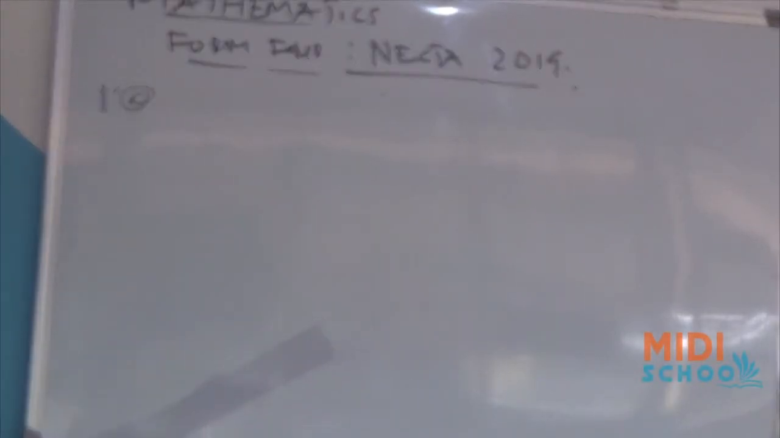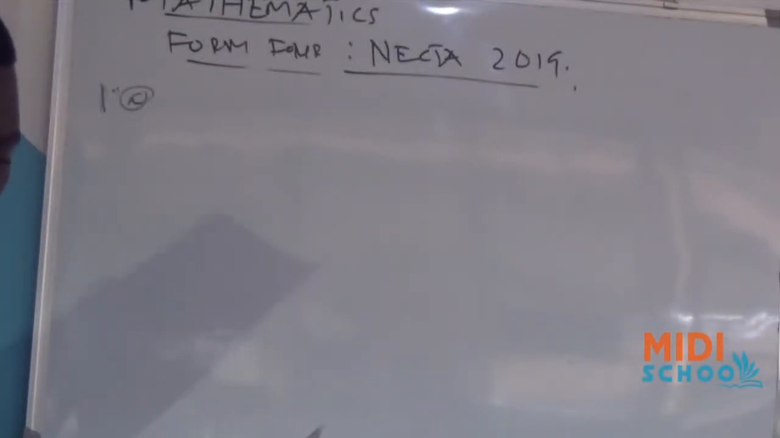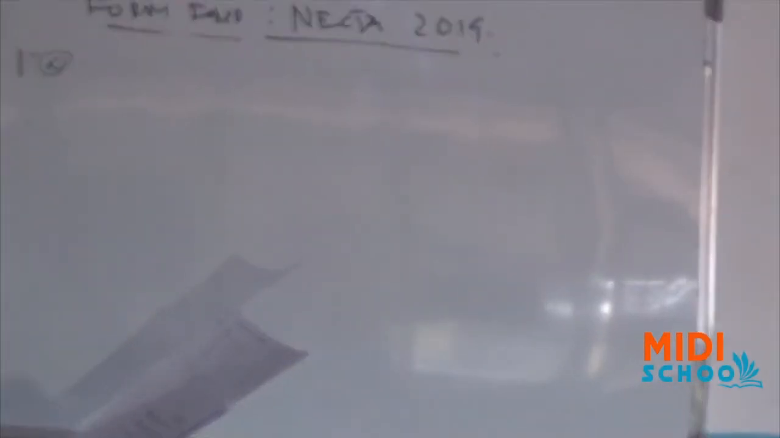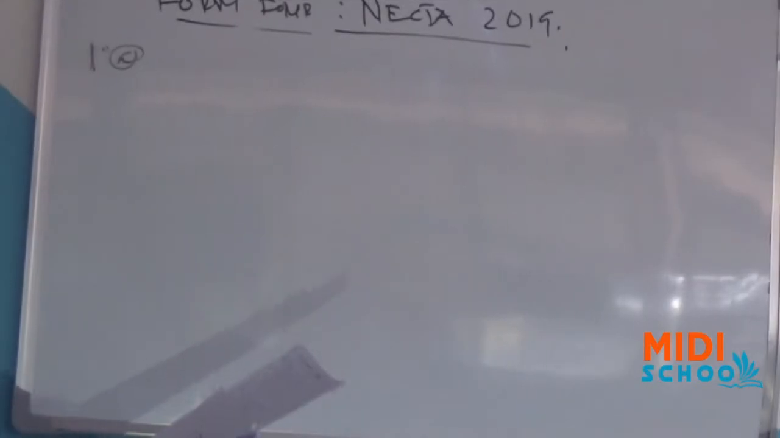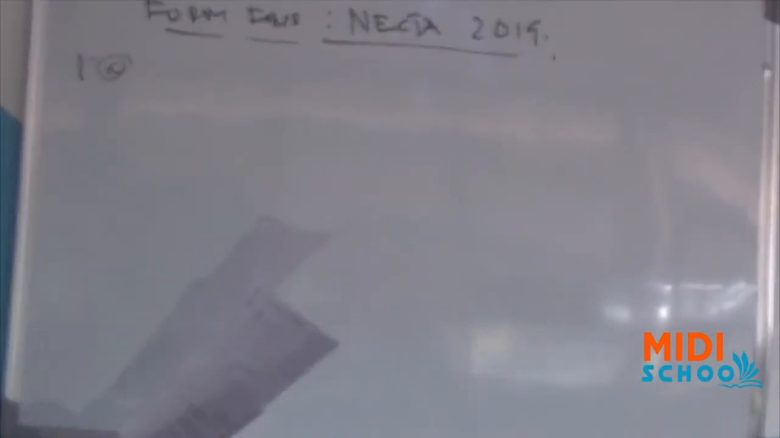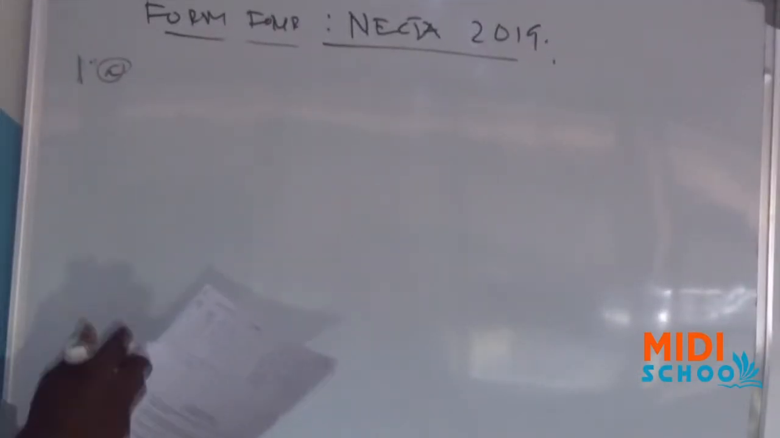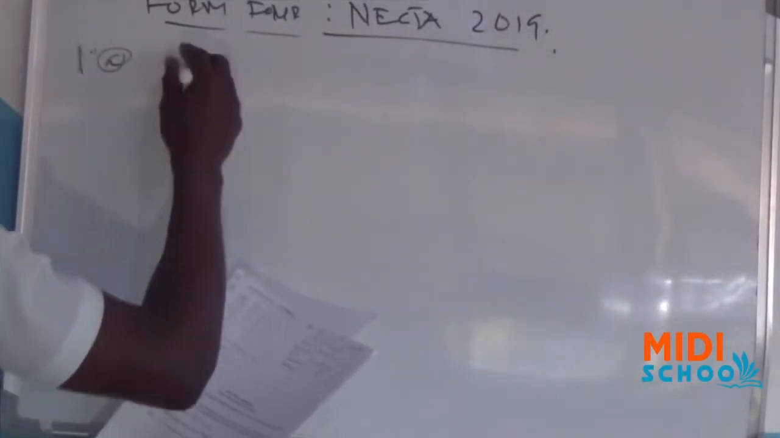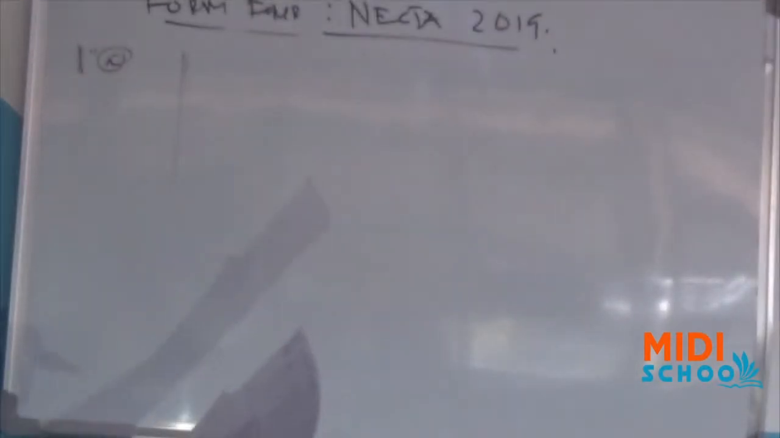The question asks us to find, and I'm just reading it: mangoes are to be exactly divided into groups of 20, 30, or 36. What is the minimum number of mangoes required? So we are asked to find the minimum number of mangoes required to be divided into these three groups. This is the same as finding the lowest common multiple of these three numbers.